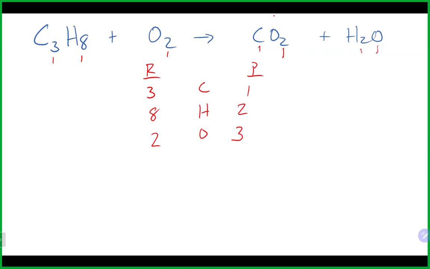Again, I'm going to go with what I think is the easiest. And for me, I just think carbon looks pretty easy. So I'm going to start with carbon. I'm going to put a 3 over here. Again, that is going to count for everybody behind it. So that would give me 3 carbons. It will still give me 2 hydrogens.